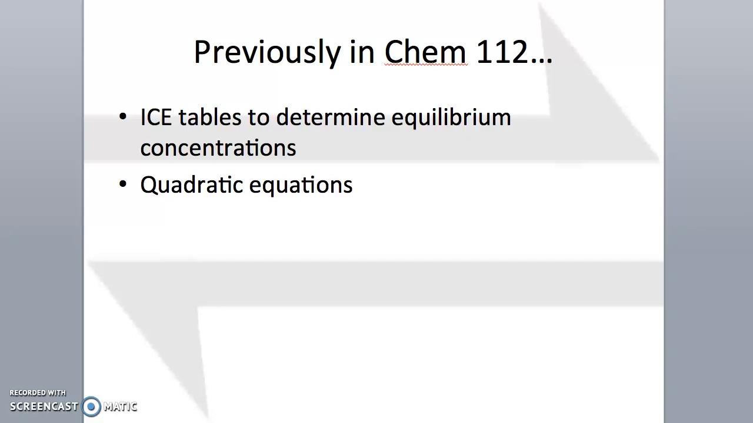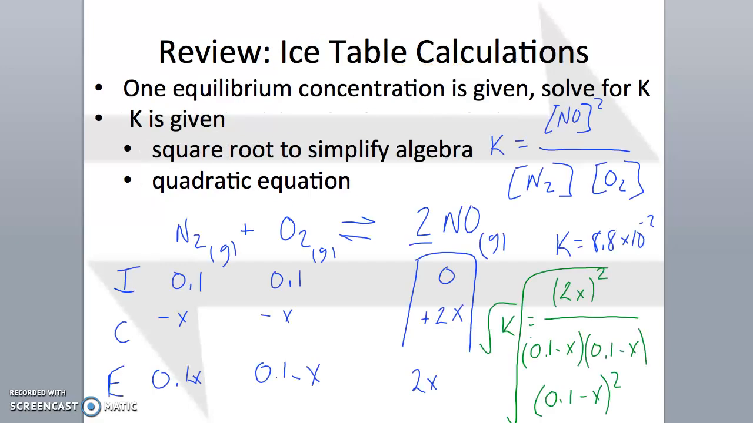In our previous lecture, we learned how to use ice tables to determine equilibrium concentrations of reactants and products for a chemical equilibrium, and also how to calculate the equilibrium constant, which we represent with a capital K. We can break down our ice table calculations into three categories. The first is when an equilibrium concentration for either a reactant or product is given. In this case, we can use the concentration along with the initial concentration and the change to solve for x and easily determine all of our equilibrium concentrations and the equilibrium constant.